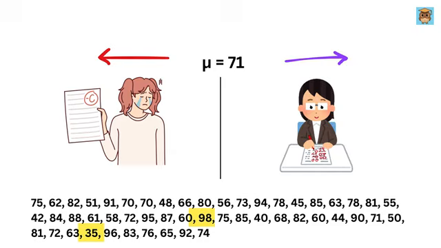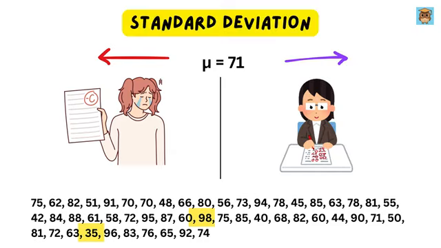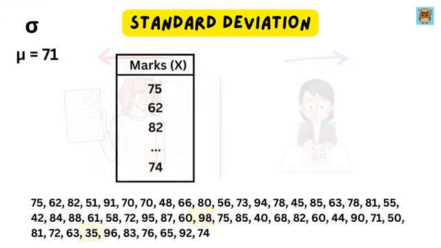To measure this spread, we use something known as standard deviation. This tells us whether most students scored close to 71, or whether the scores are widely spread out. We use this symbol, which is called sigma, to represent standard deviation. But how do we calculate it? Let's break it down step by step.